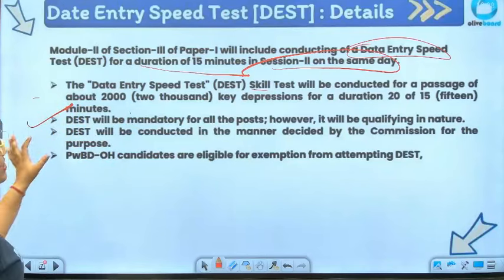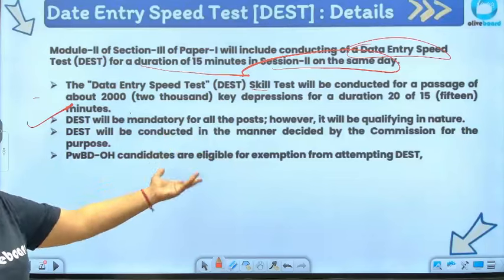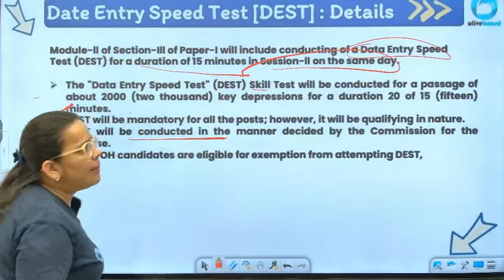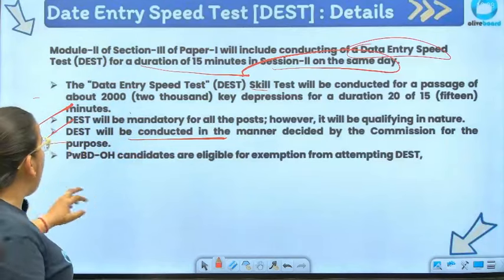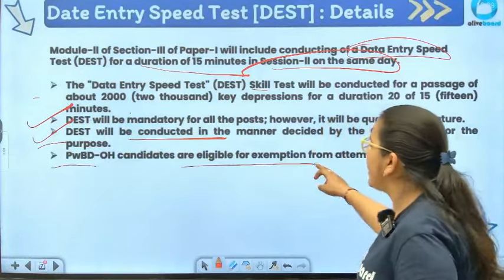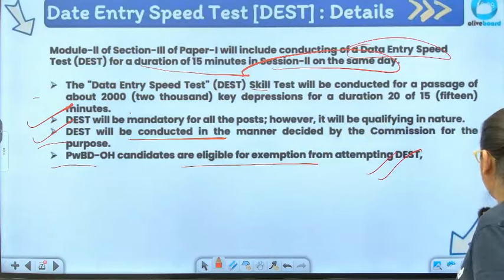Then after, DST will be mandatory for all the posts, however, it will be qualifying in nature. Now, DST will be conducted in the manner decided by the commission for the purpose, and only BD and OH candidates are eligible for the exemption from attempting the DST part.